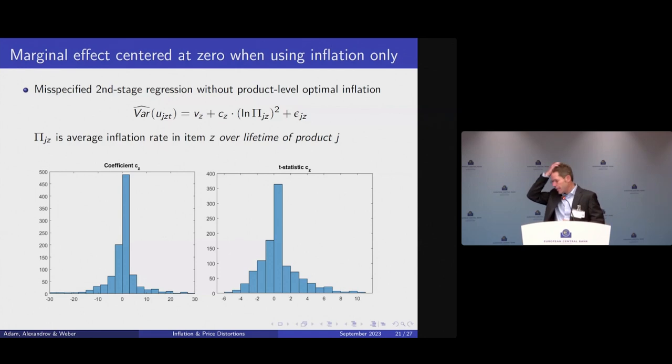Now, about the identifying variation, let's take away in our second stage the optimal inflation. Remember, here was the pi star in my original baseline specification, and instead replace it by the inflation rate of the item. This now is the average inflation rate of the item over the lifetime of the product that we look at. And you see, if we do this, we take out our identifying variation, we don't get any indication of a significantly positive marginal estimate, okay? So this coefficient is now completely centered at zero, and that's also what the t-statistics tell you. The point is, if you relate our measure of price dispersion to actual inflation, which is what the previous literature has done, we don't find anything, okay?